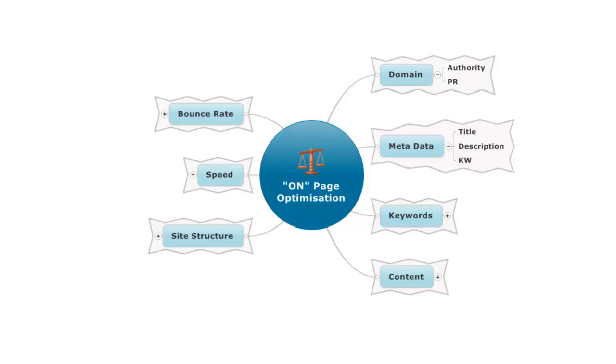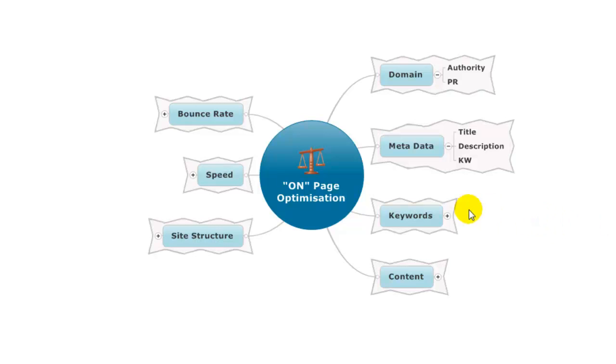Metadata, probably one of the most important factors for the website, is basically the title of the website, and we're talking mainly about the home page now. The title of the website, the description, which is the little bit we see in the Google search results, and keywords. Very important factors. Probably the most important factor is the title tag.